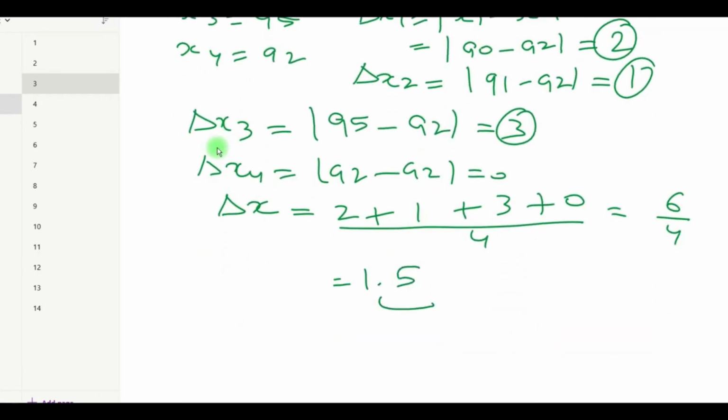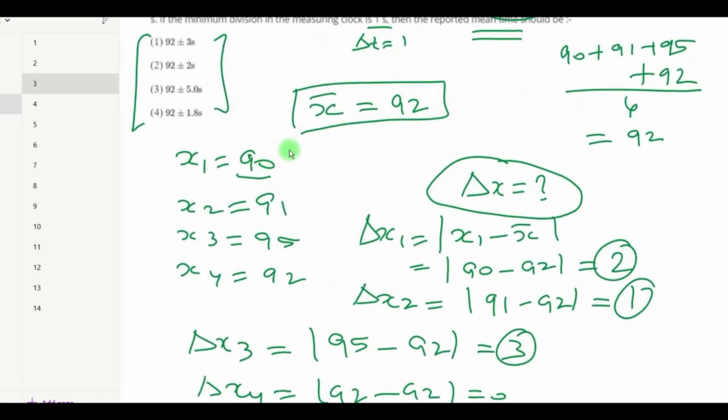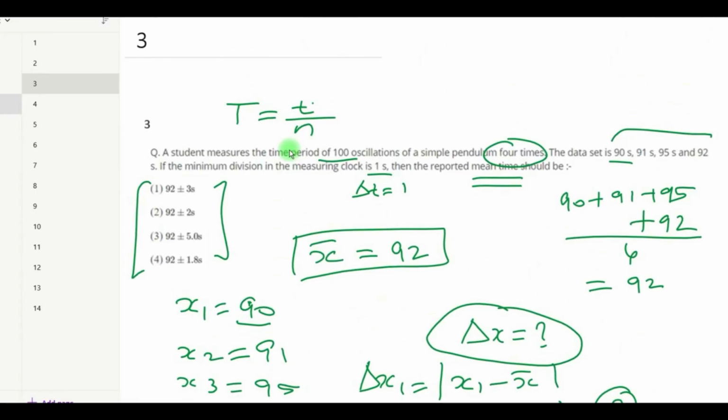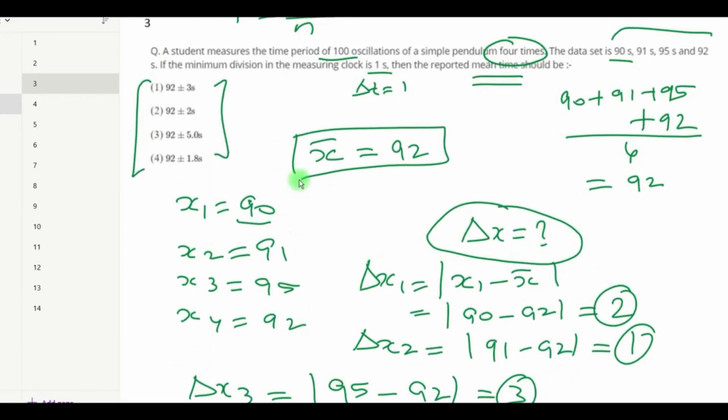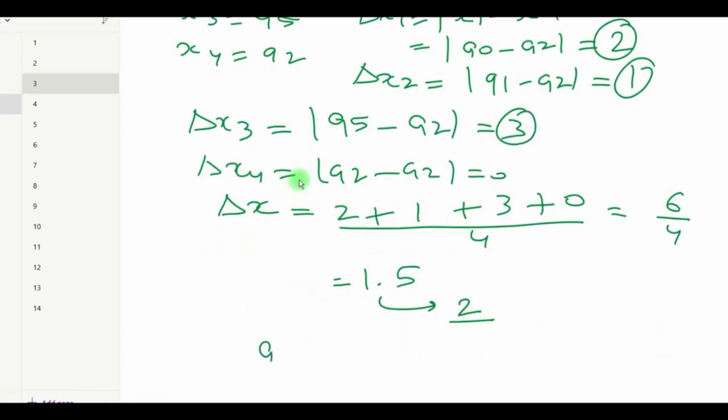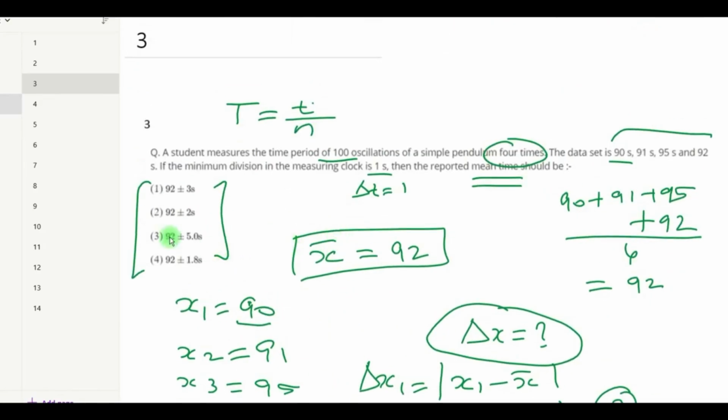Now 1.5 can be approximated to 2, so the actual answer, which is the reported mean time, will be 92, which is the average value, plus minus the uncertainty of 2 seconds. So let's see which of the options gives this answer. 92 plus minus 2, option number 2, that is the correct answer.